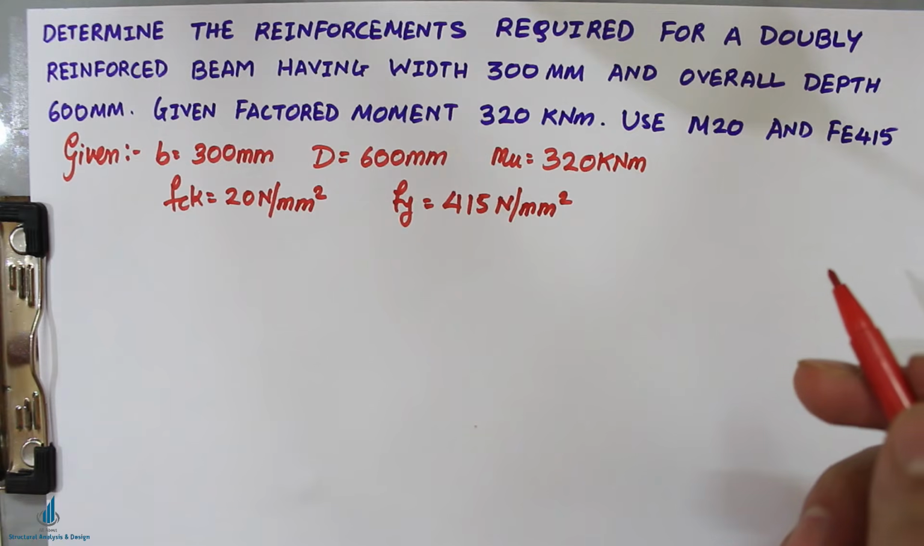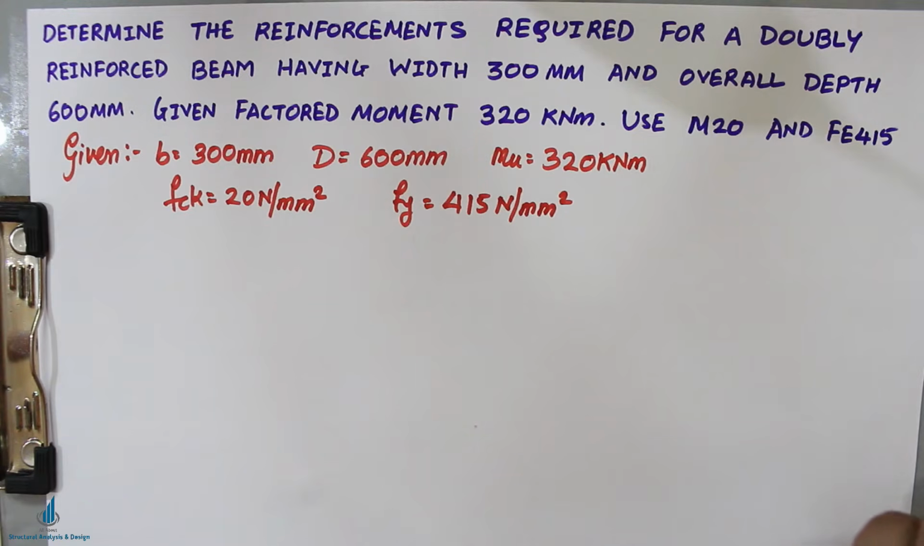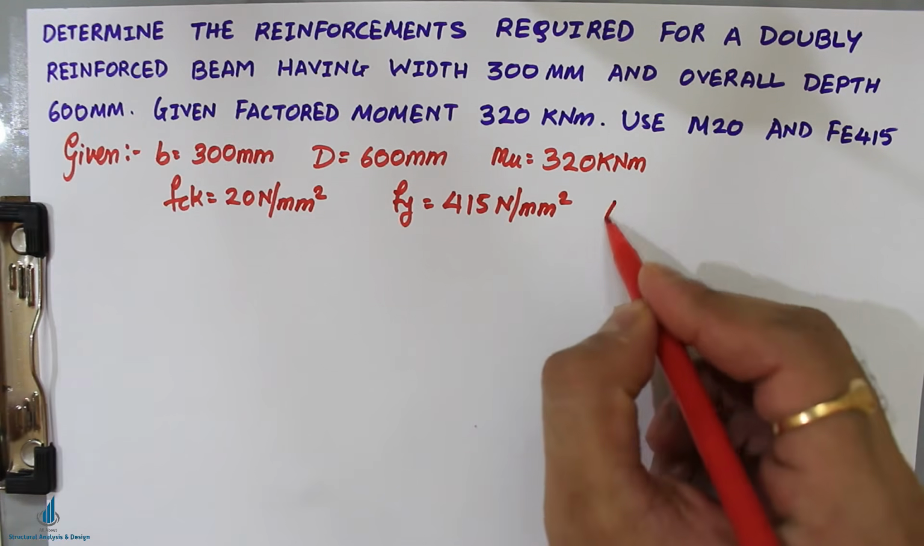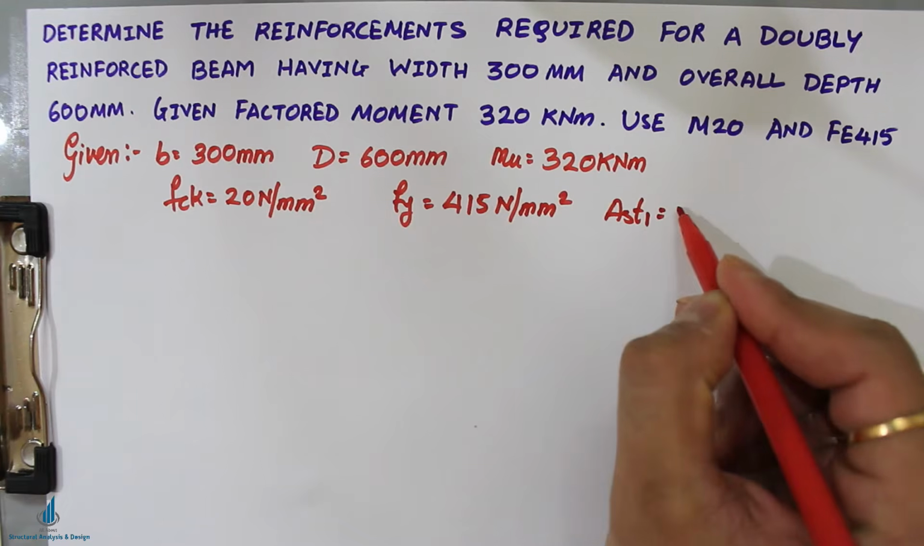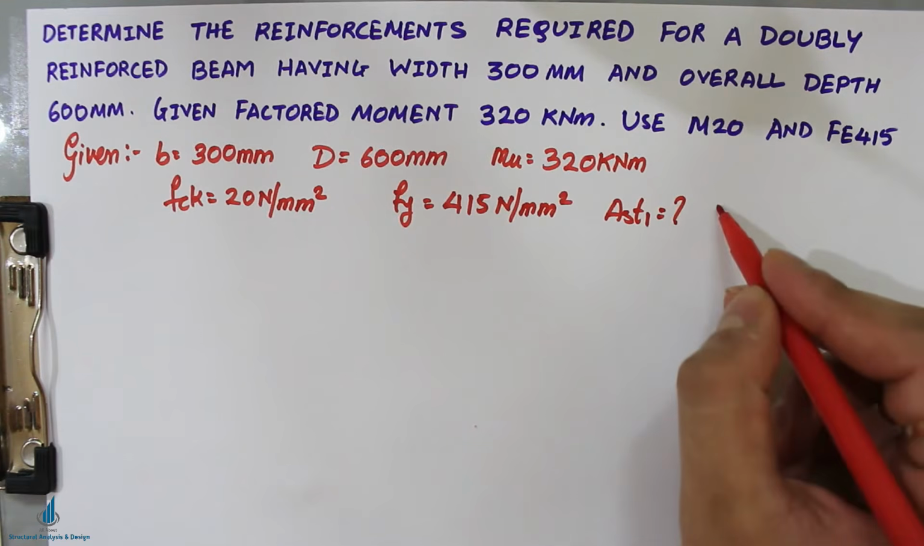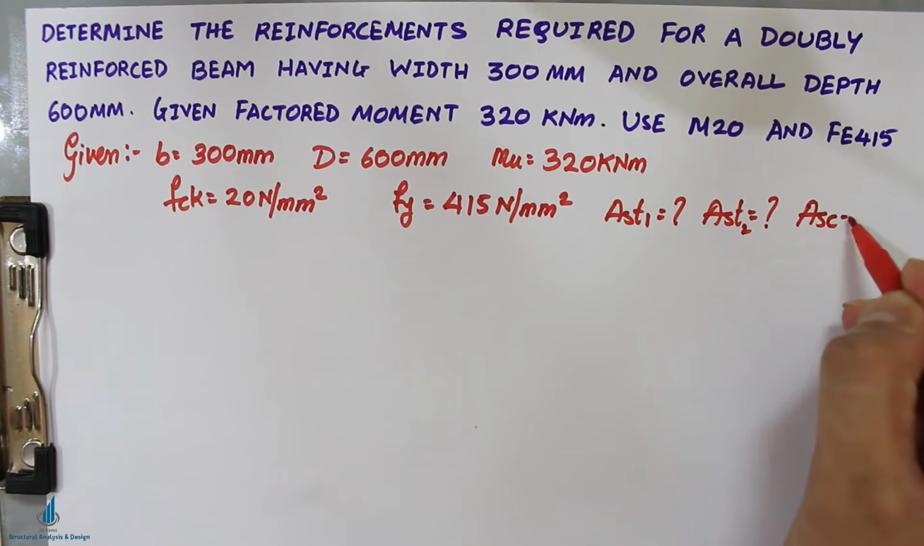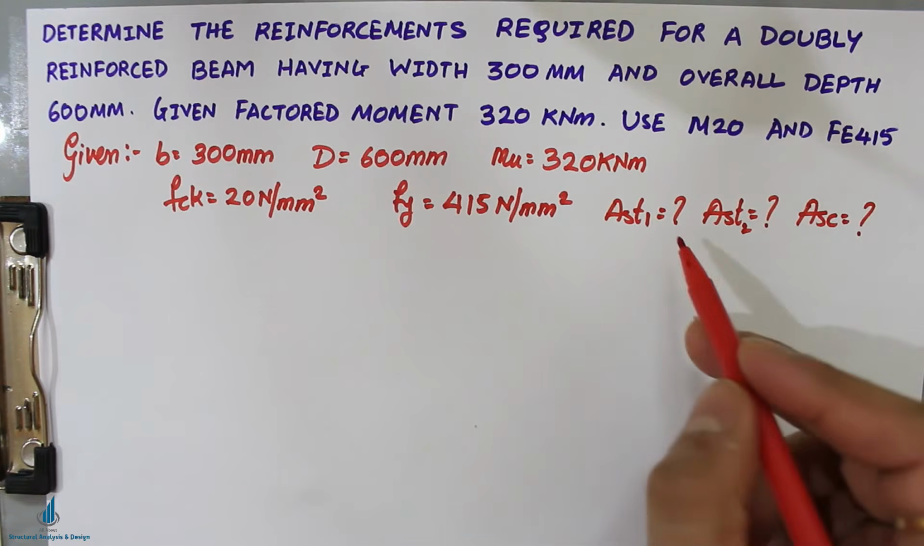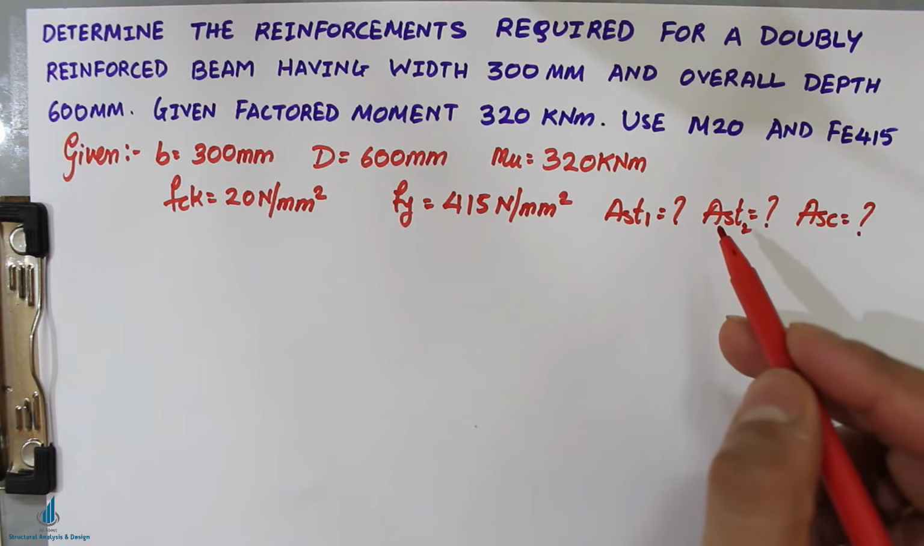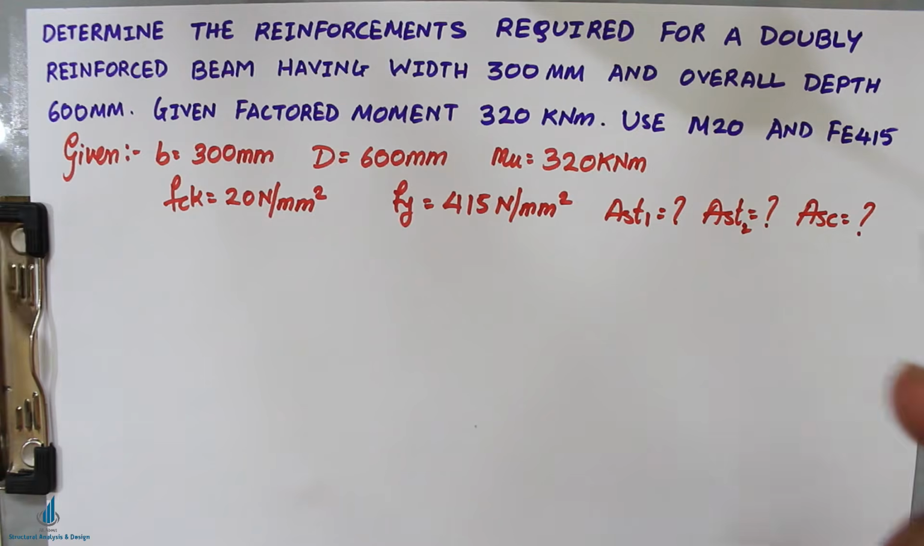For tension there will be two types, that is Ast1 and Ast2, and the compression reinforcement is denoted as Asc. So Ast1 is equal to question mark, Ast2 again we have to find out, and Asc, that is area of compression reinforcement. The combination of Ast1 and Ast2 is known as total Ast.